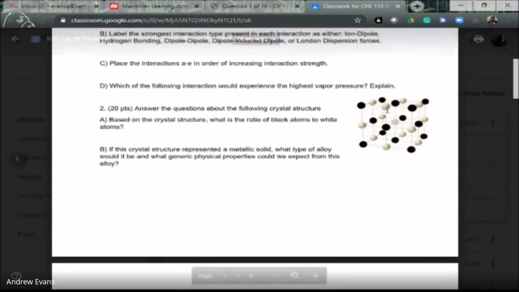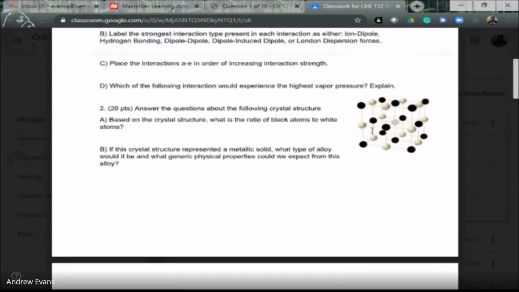Now looking at the white atoms. The white atoms are in the edges. Each edge is a 4th. There are 12 edges, so 3 atoms. And there's 1 white atom right in the center, the body. If it's fully within the cell, it is 100% in the cell. So 3 plus 1, this is a 4-to-4 ratio, or 1-to-1.